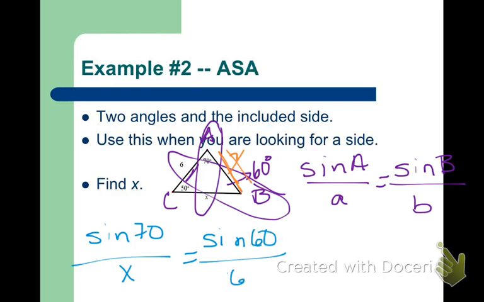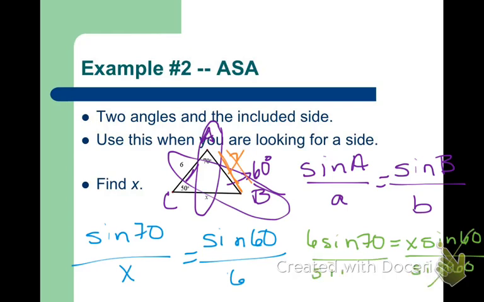Once I cross multiply, I'm going to get 6 times the sine of 70 is equal to x times the sine of 60. Divide both sides by the sine of 60. And I'll be able to plug that into my calculator. And I get x is equal to 6.5.